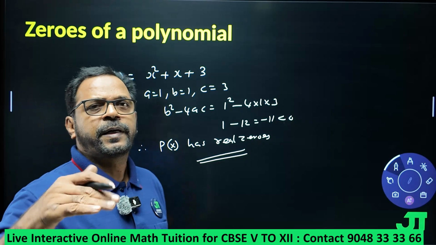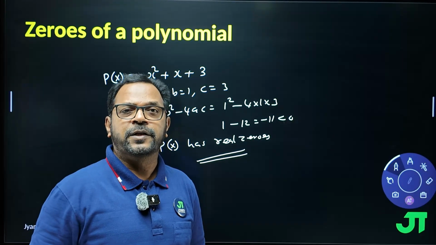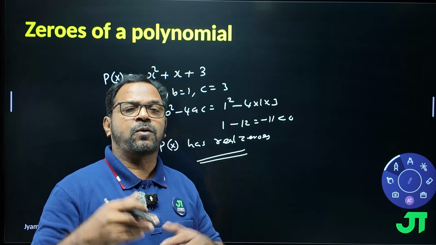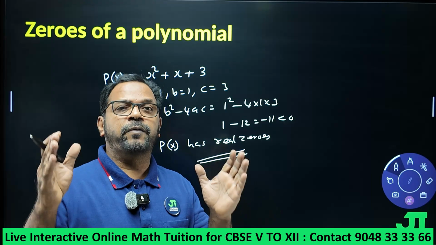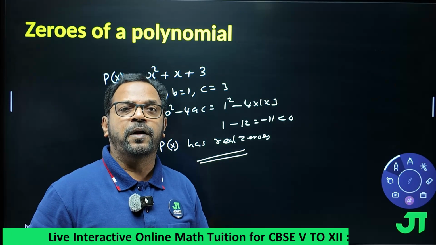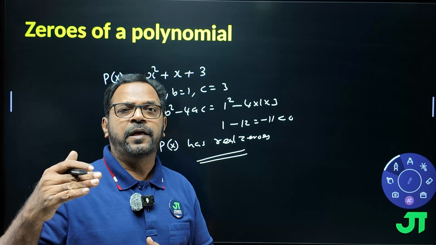Now, in our 10th syllabus, we have a lot of ideas to be studied. That is, relationship between zeros and coefficients, graphical interpretation of zeros, and how we can form a quadratic polynomial when the zeros are given, etc. These topics we will study in detail.